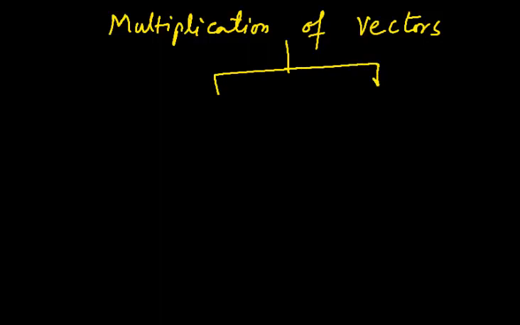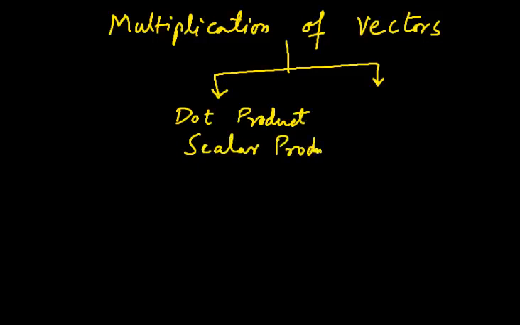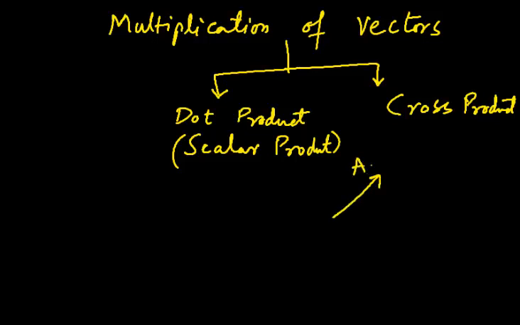So let me make a classification by saying that we have dot product, and this dot product is also called scalar product. And likewise, another one is cross product. Why we call it cross product is because we put a cross between the two vectors when we represent the cross product.